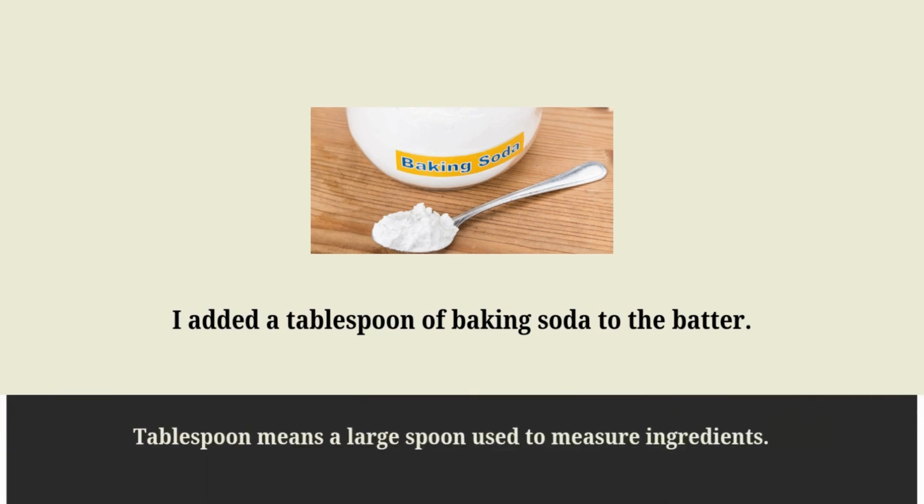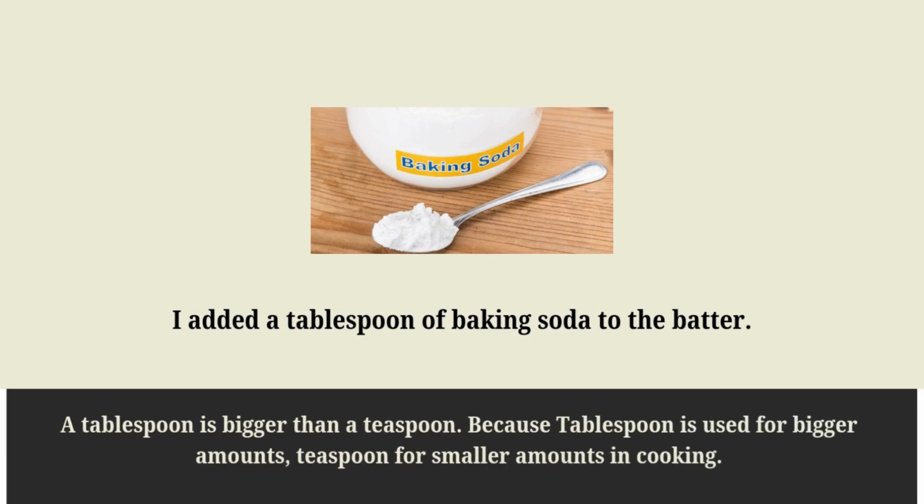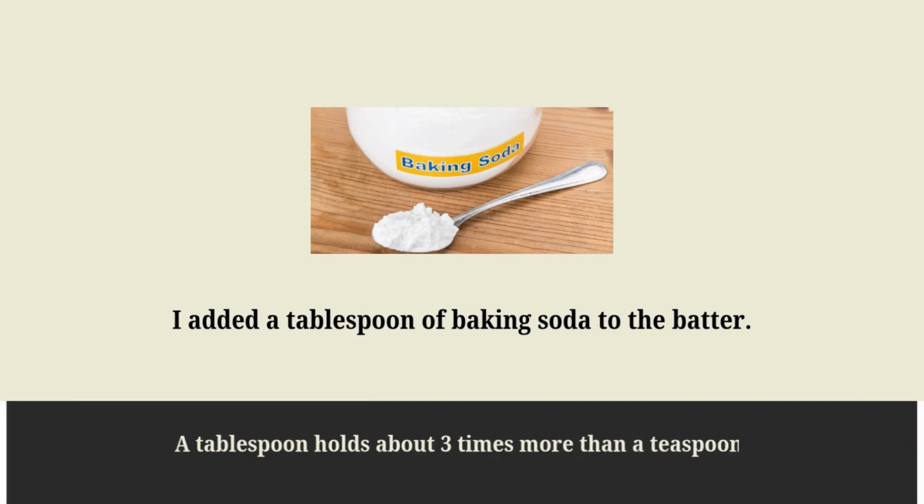Tablespoon means a large spoon used to measure ingredients. A tablespoon is bigger than a teaspoon. Because tablespoon is used for bigger amounts, teaspoon for smaller amounts in cooking. In fact, a tablespoon holds about 3 times more than a teaspoon.